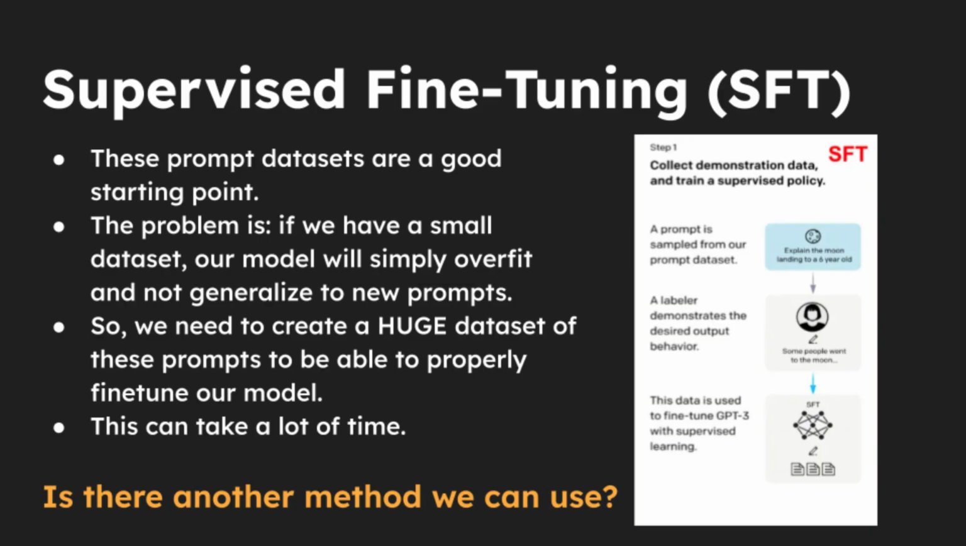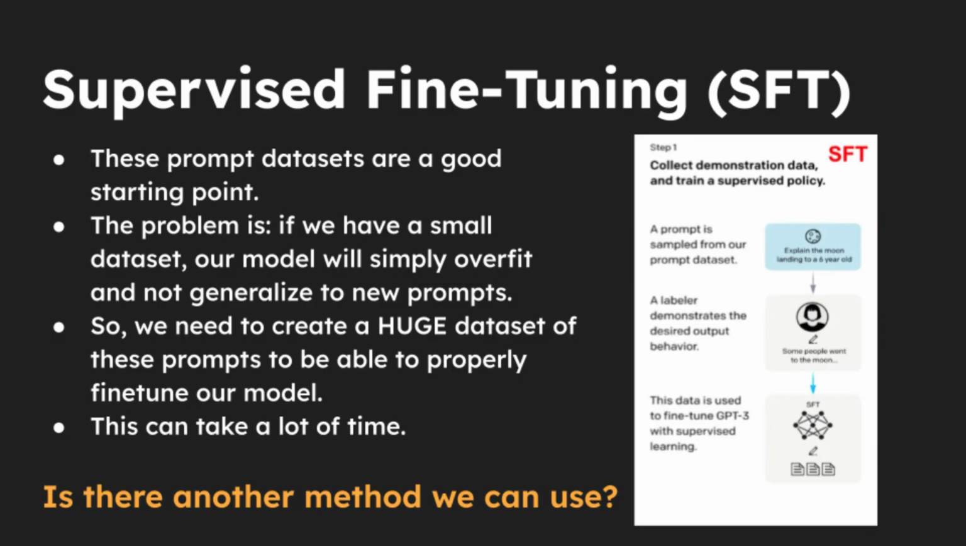Because then it doesn't generalize. If you give it a prompt that it has never seen in the prompt data set, it's not going to give you the responses you want. So think of this as our first step, supervised fine tuning. We need a huge data set to properly fine tune this model, and that takes a lot of time. So is there another method we can use after the supervised fine tuning step to train our model? That method is reinforcement learning from human feedback.